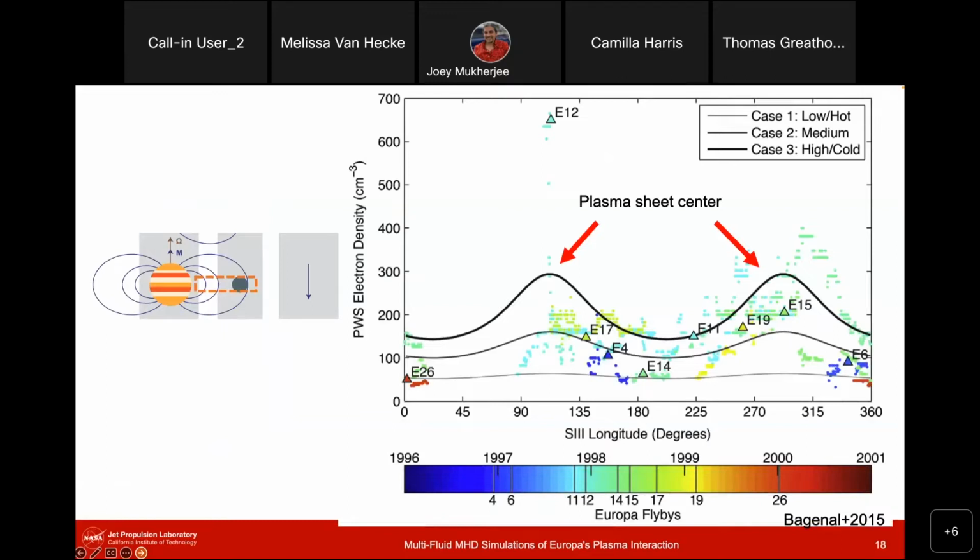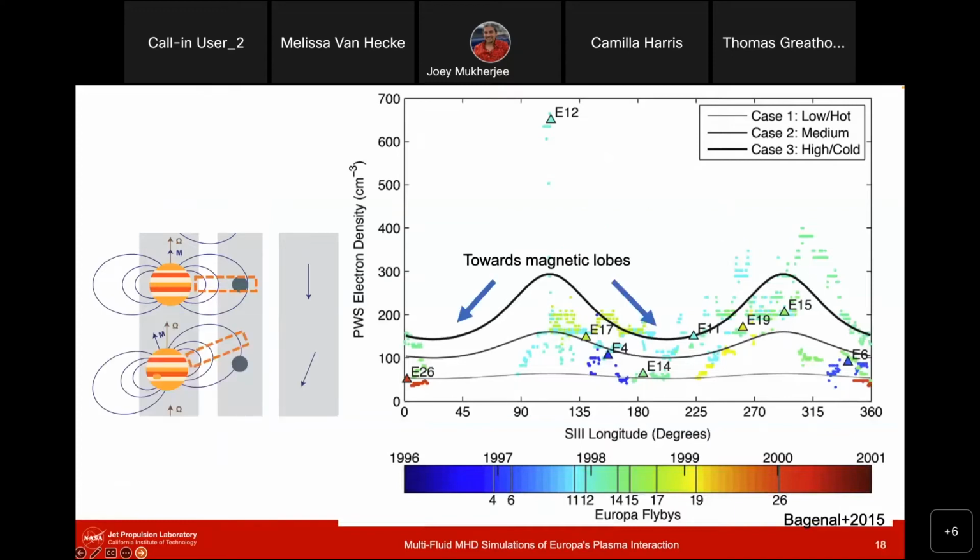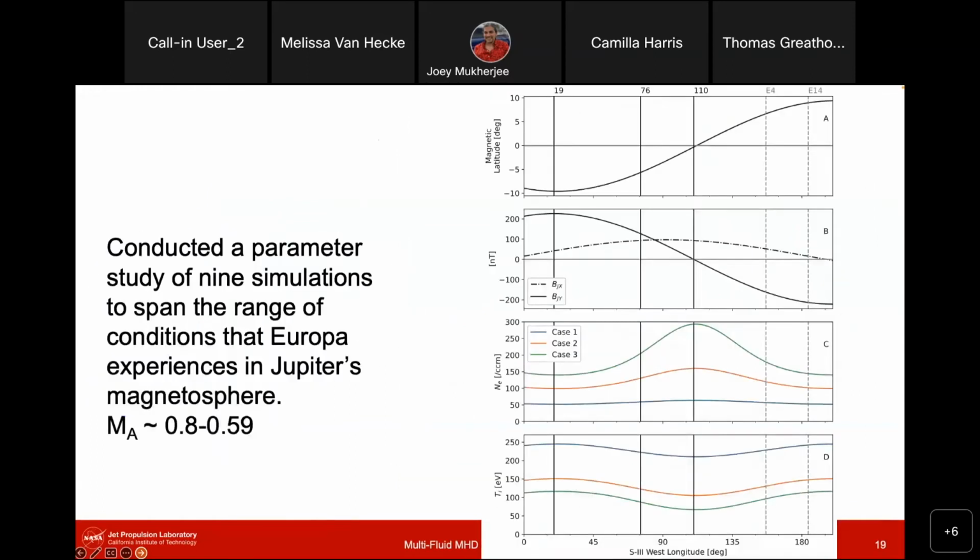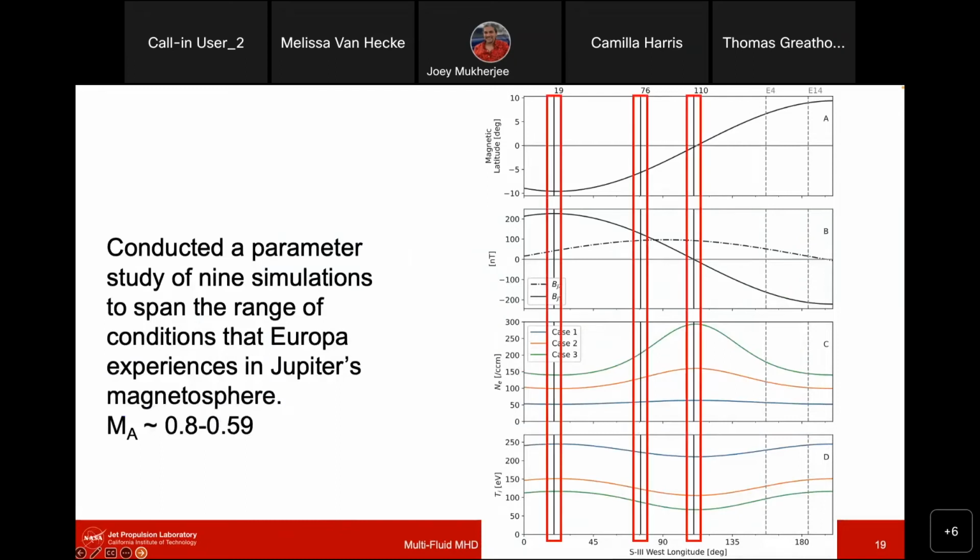This is how the plasma varies there, and one of the important things you can pull out of this model is that you have three different cases. You have a case 1 situation where the plasma in the magnetosphere is low density but hot in temperature, and then you have case 3 where the density is high but the plasma is cooler. So what that says to us is that you can have three different locations, and the external boundary conditions for the simulation should change depending on where Europa is in the magnetosphere.